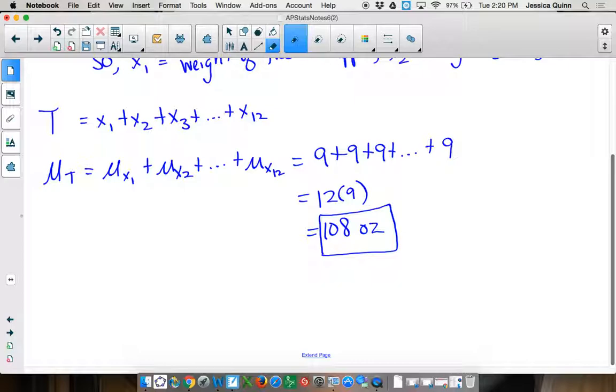With one of these questions, if you're not 100% sure whether you're adding the distributions or not, think about it, do something, and then ask, does that make sense? I have 12 apples in there, and on average an apple is 9 ounces, so I buy that my bag on average is going to be 108 ounces. So we basically took a whole bunch of similar distributions and added them together. Okay, so that part's not that hard. What about the standard deviation?